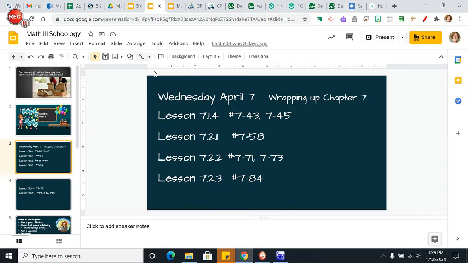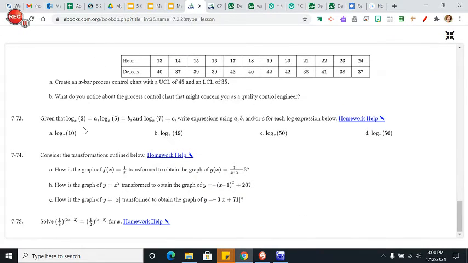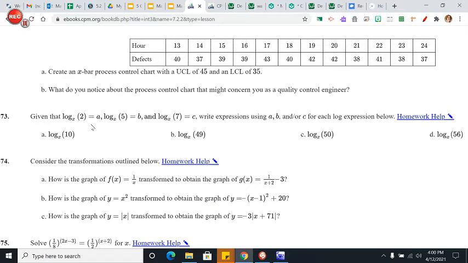We didn't do much because I spent a lot of time being stuck on that. But I did do a couple of other problems to review the properties of logarithms. 773 was one. It says given that log base x of 2 is a, log base x of 5 is b, log base x of 7 is c, write the expressions using a, b, and c.